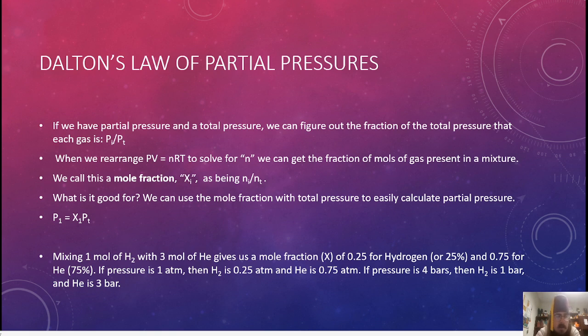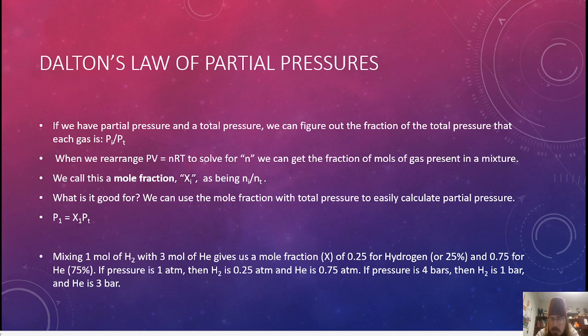So the following simple example. If I mix 1 mole of hydrogen with 3 moles of helium, the total moles of gas is 4. Well, in this case, 1 out of 4 is 0.25. 3 out of 4 is 0.75. Note that if I add the 2 mole fractions together, it should equal 1. If I have this mixture and it's held at a pressure of 1 atmosphere, that means 0.25 of that 1 atmosphere is hydrogen and the rest is helium.